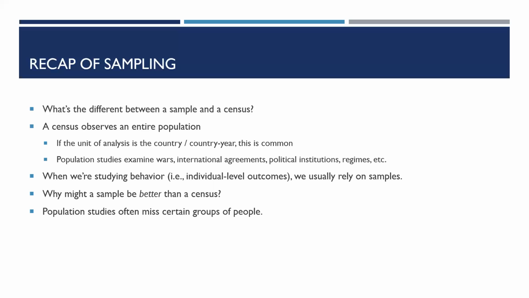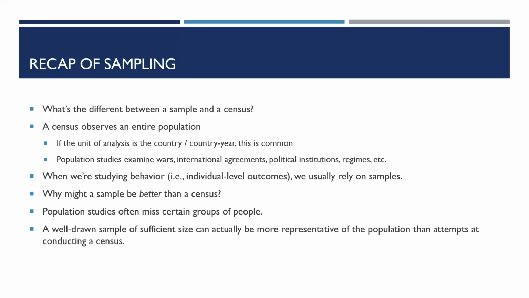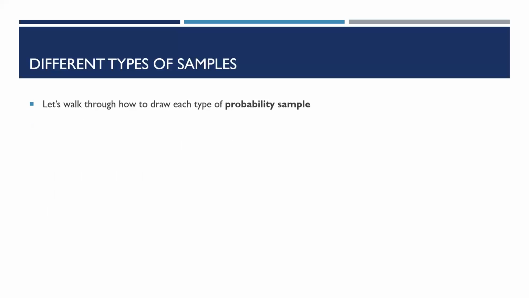So like we said, population studies, at least of behavioral outcomes, individual level outcomes, these often miss certain groups of people, right? And a well-drawn sample of sufficient size, that's really key here, and well-drawn means that it's representative, this can be more representative of the population than attempts at conducting a census. All right, so given that it's probably better just to collect a high quality sample to analyze rather than trying to observe the whole population, let's walk through some of the different ways that we can actually do this.